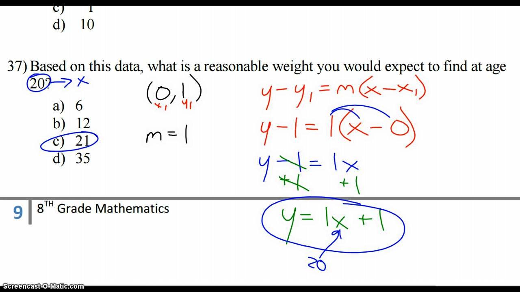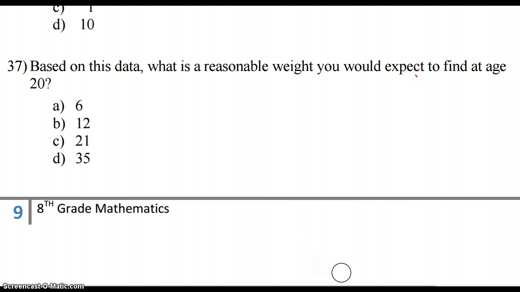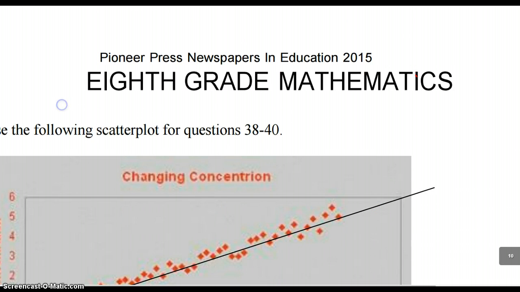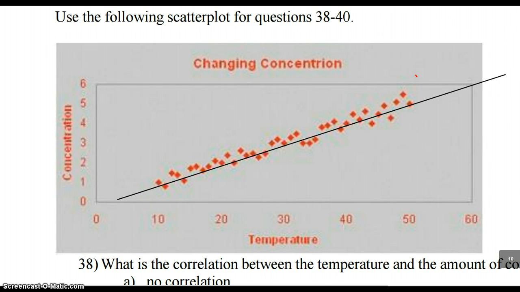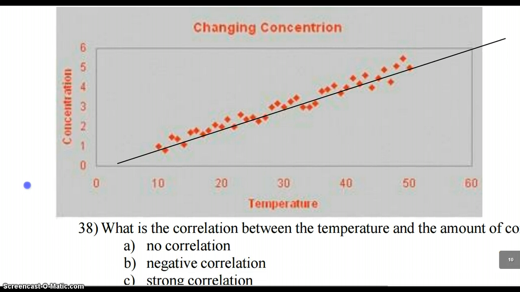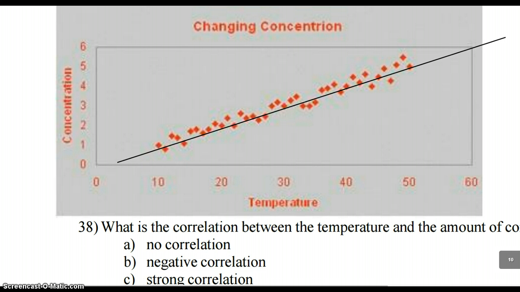So there we go. That is how you get the most accurate prediction, even though you may have already guessed that that was the best one. Alright, lastly, we have another scatter plot to use for the last 3 questions. Changing concentration. Looks like we've got temperature on the x-axis, and concentration on the y-axis, and it appears that as temperature increases, so does the concentration.